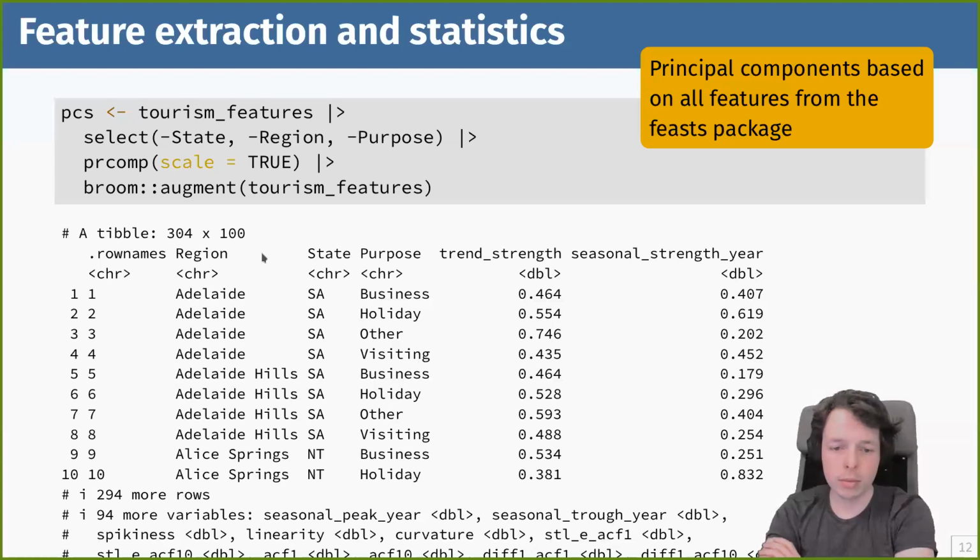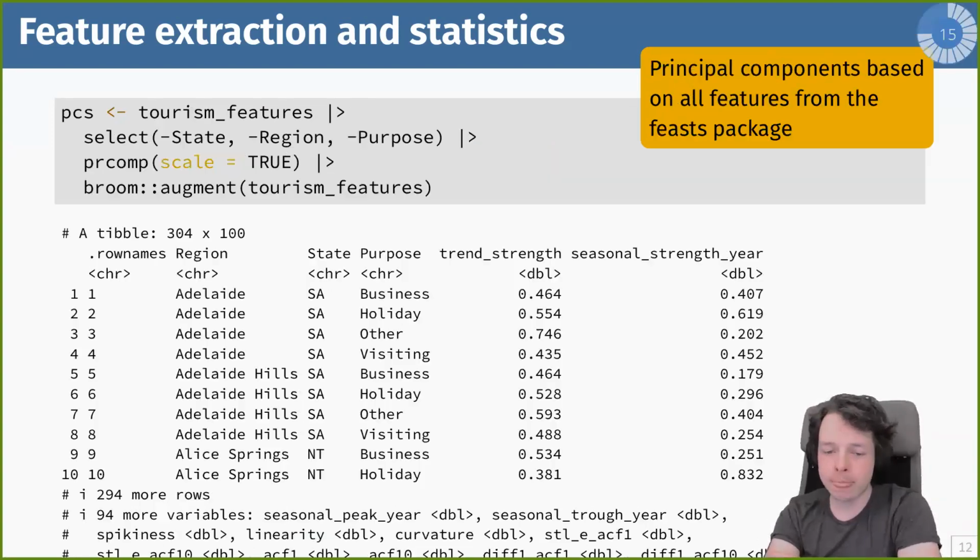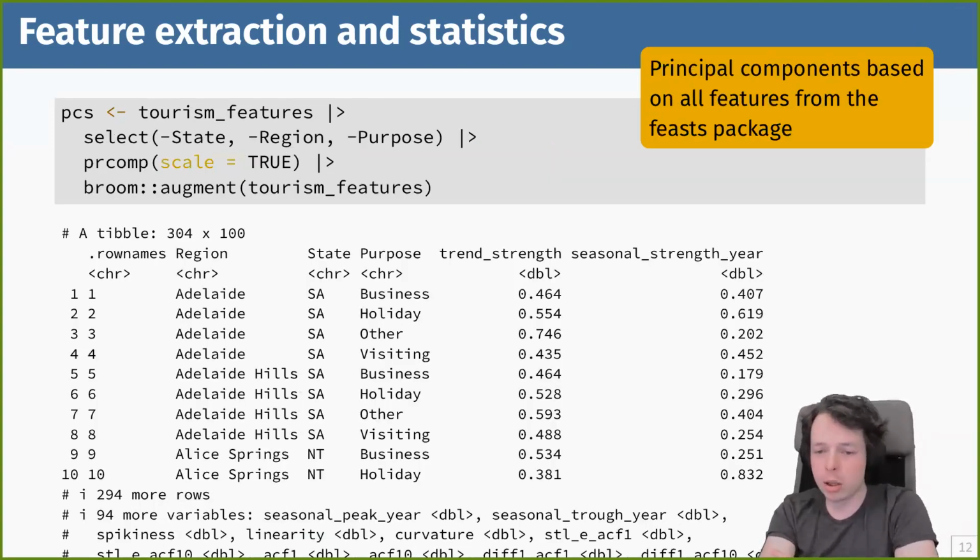So what you should see when this finishes running is lots of different columns, all describing different patterns that might exist in the dataset. And as I mentioned, it's probably too many for us to look at. You might pull out some interesting ones like trend strength and seasonal strength. But what's more useful here is to apply principal components decomposition.